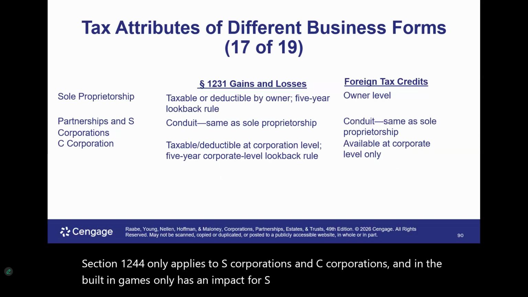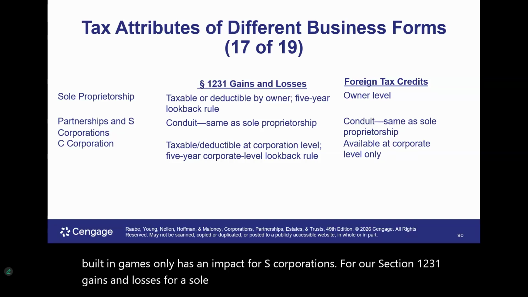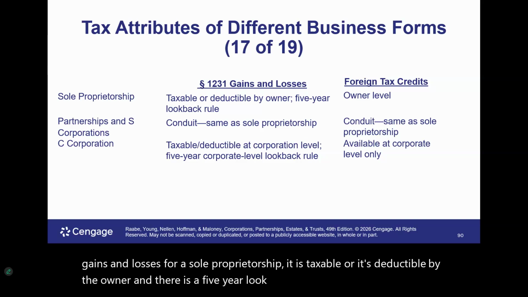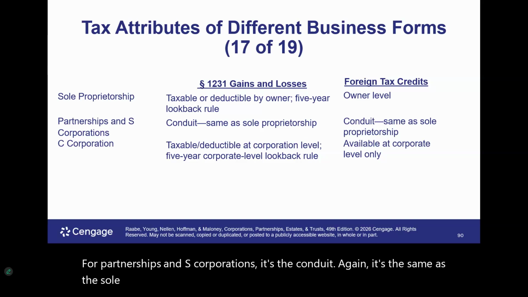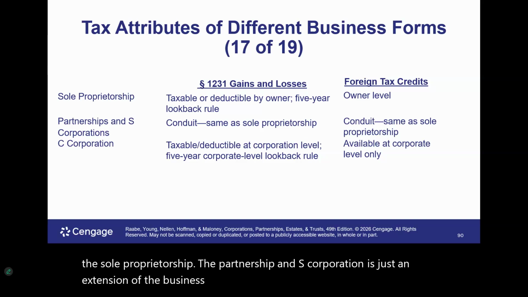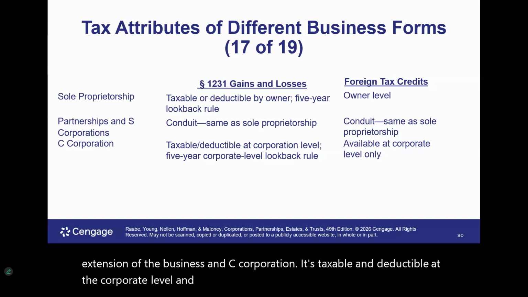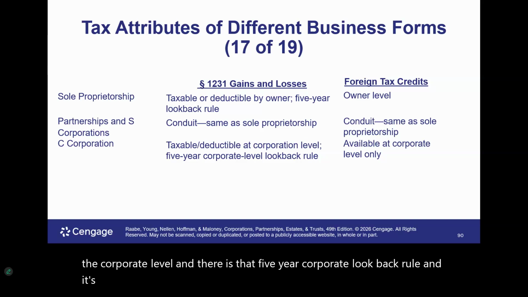For our Section 1231 gains and losses, for a sole proprietorship, it is taxable or deductible by the owner. And there is a 5-year look-back rule. For partnerships and S corporations, it's the conduit. Again, it's the same as the sole proprietorship. The partnership and S corporation is just an extension of the business. And for the C corporation, it's taxable and deductible at the corporate level. And there is that 5-year corporate look-back rule, and it's available only at the corporate level.